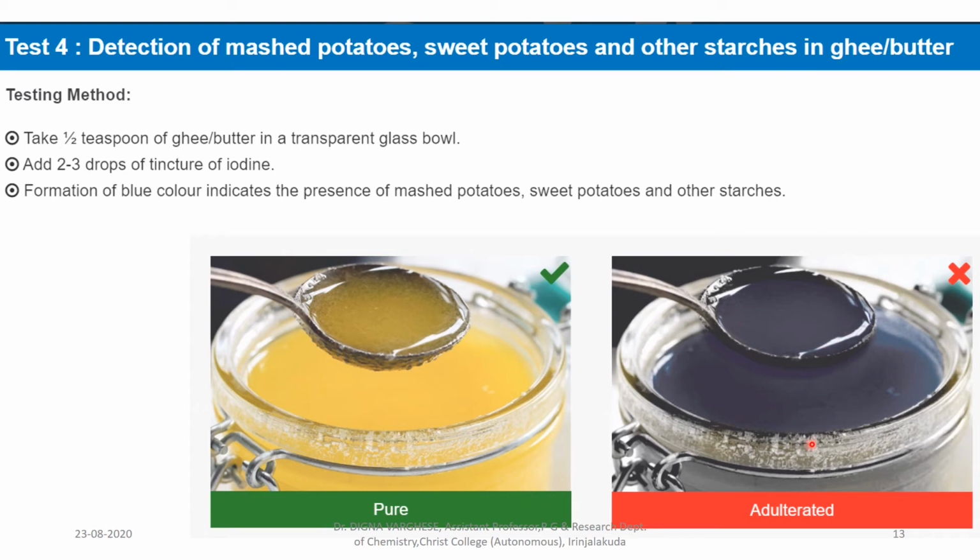milk products. Here ghee or butter is used as the sample. This test is also used for pure milk, which we have already seen.